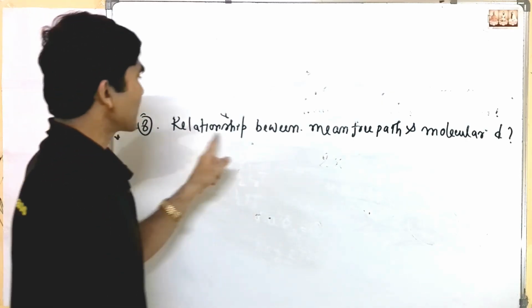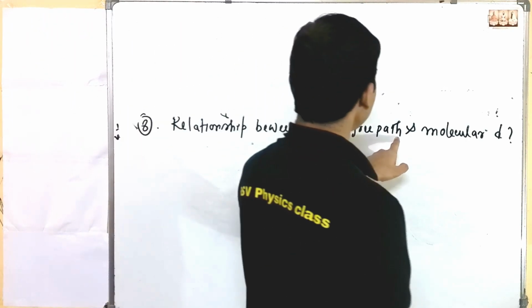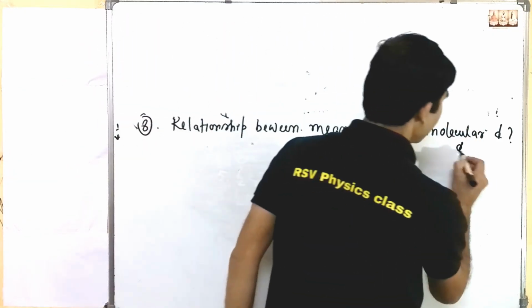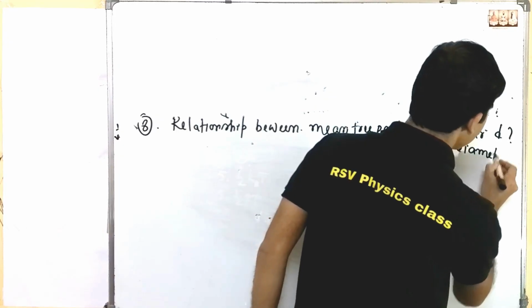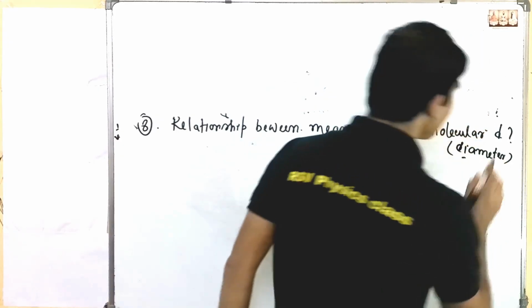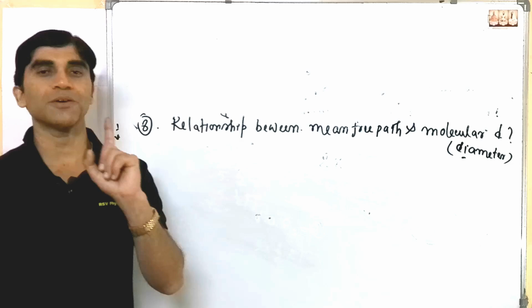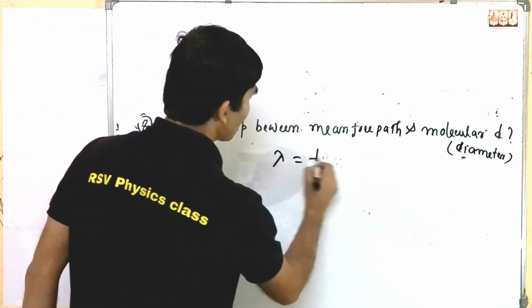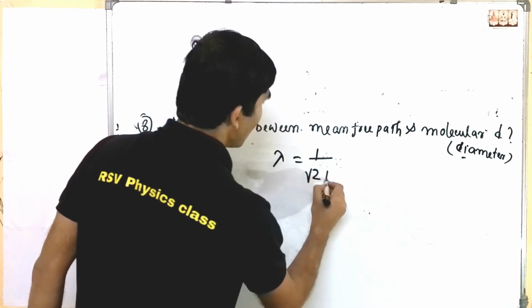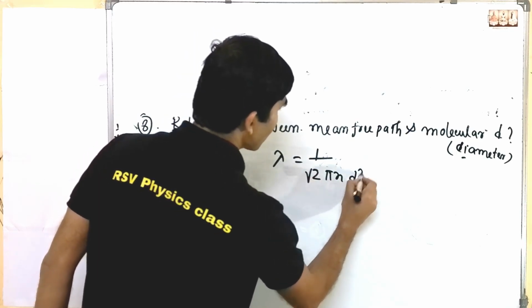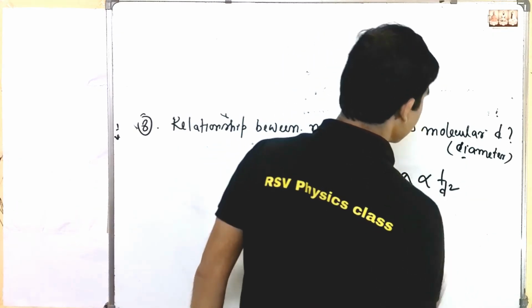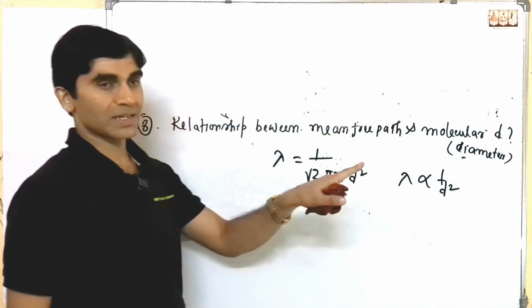Okay. Relationship between mean free path and molecular diameter. This D is the molecular diameter. This relationship obviously I have established in lecture 1. You see the lecture 1. So mean free path lambda equal to 1 upon 2 root 2 pi n d square. So lambda is always proportional to 1 upon d square, where d is the molecular diameter, not radius.